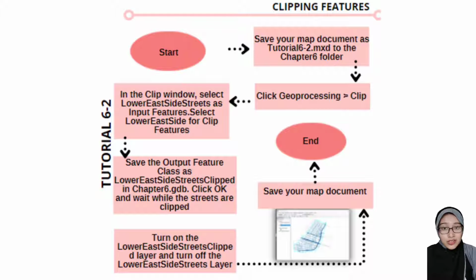Meanwhile, for tutorial 6.2, you will use the Clip geoprocessing tool to cleanly cut off the Lower East Side street segments using the Lower East Side feature class. Once this is done, the street will have no dangling lines on the map. This step was shown clearly in this flowchart.